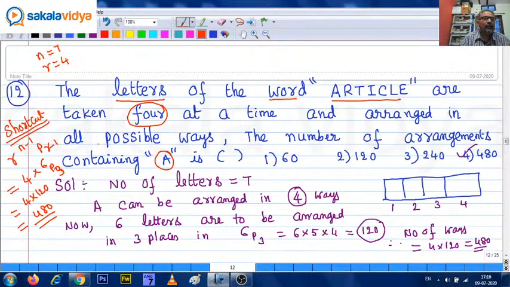I explained the shortcut: R times n minus 1 P R minus 1.